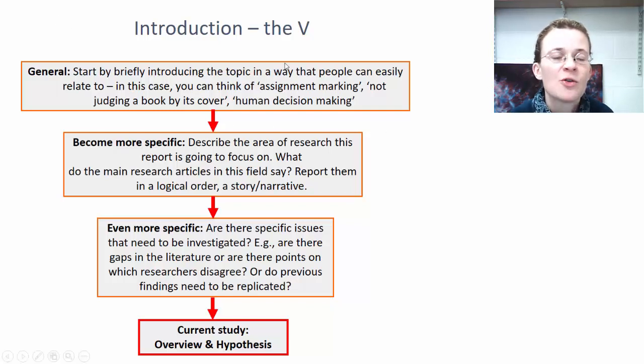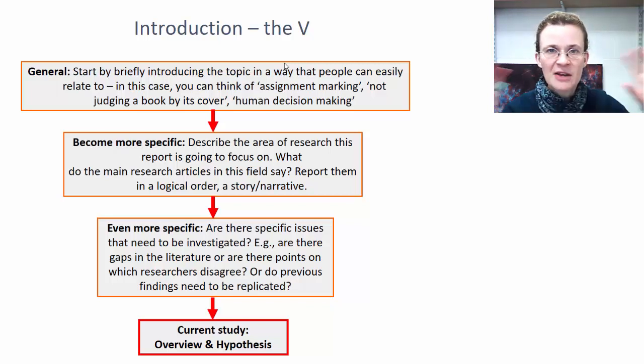So you start your introduction with something brief that captures your audience's interest. In this case, it's about heuristics and about assignment marking. I think it's a topic you'll find really interesting, and there's a lot of anecdotal stuff that you can say about that. We'll do some brainstorming in class on how you might start your report.